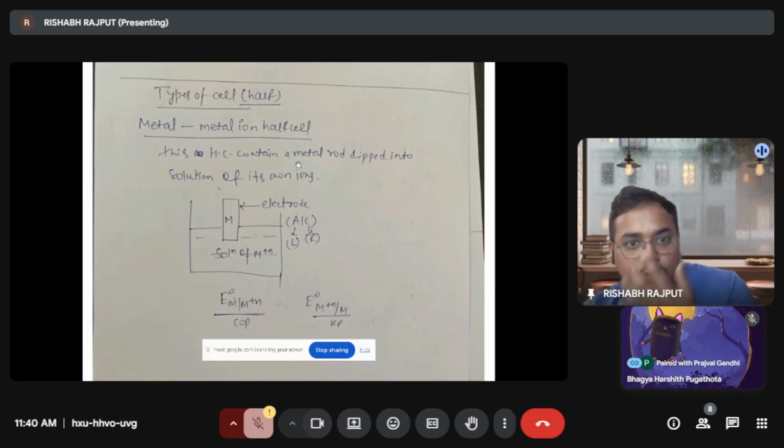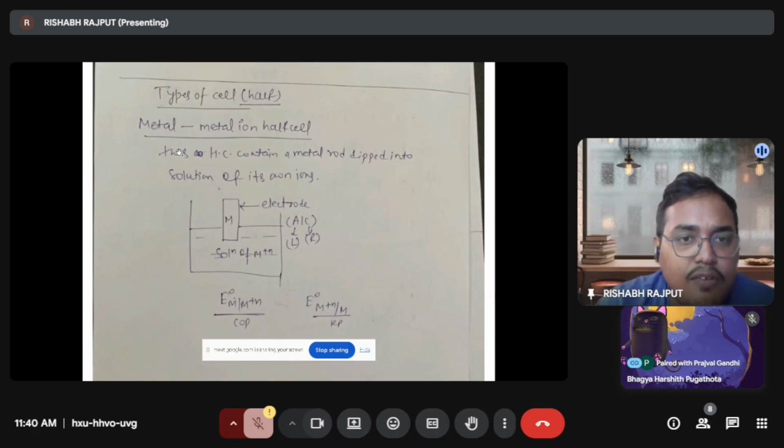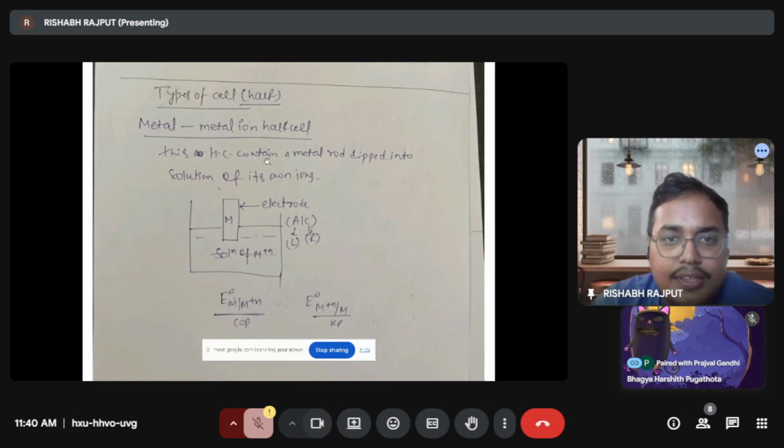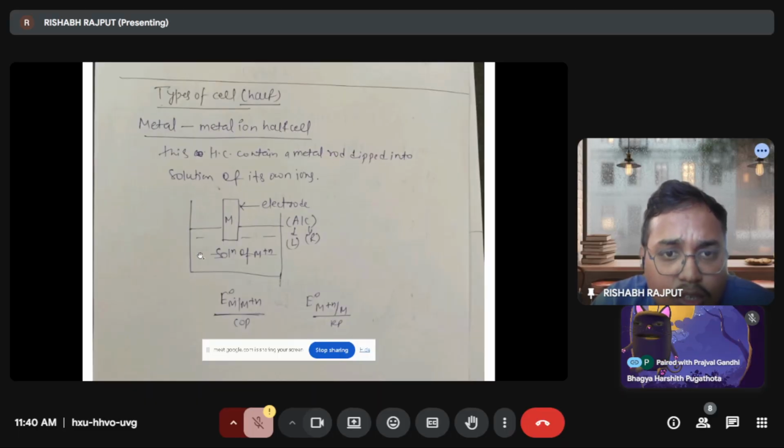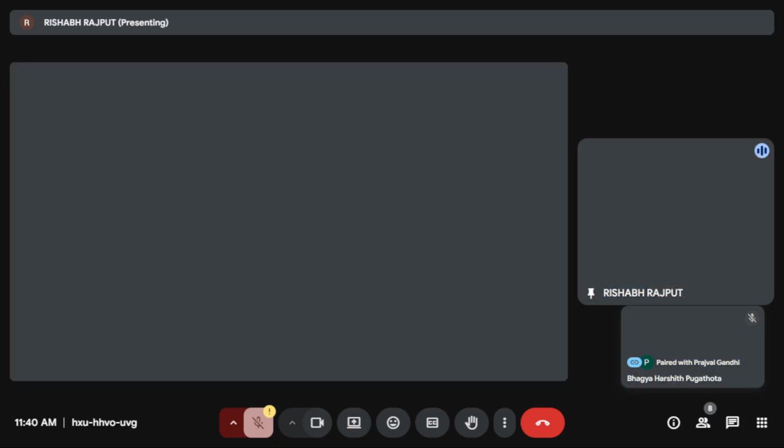Okay, so what happens here? In this half cell, there is a metal rod. If you dip this metal rod into the solution of its own ions, as in the galvanic cell, we are using zinc and zinc sulfate. You know that. We are using copper and copper sulfate solution. Both are good examples of a metal-ion half cell.